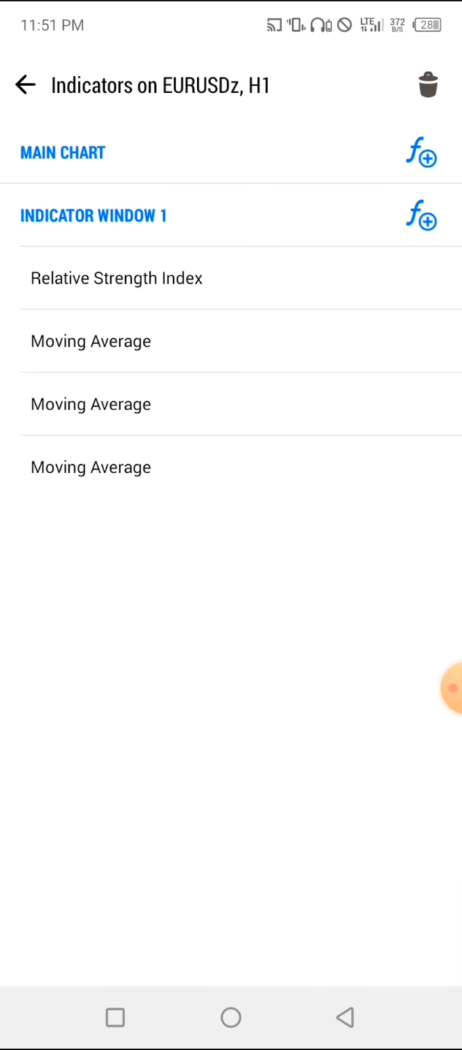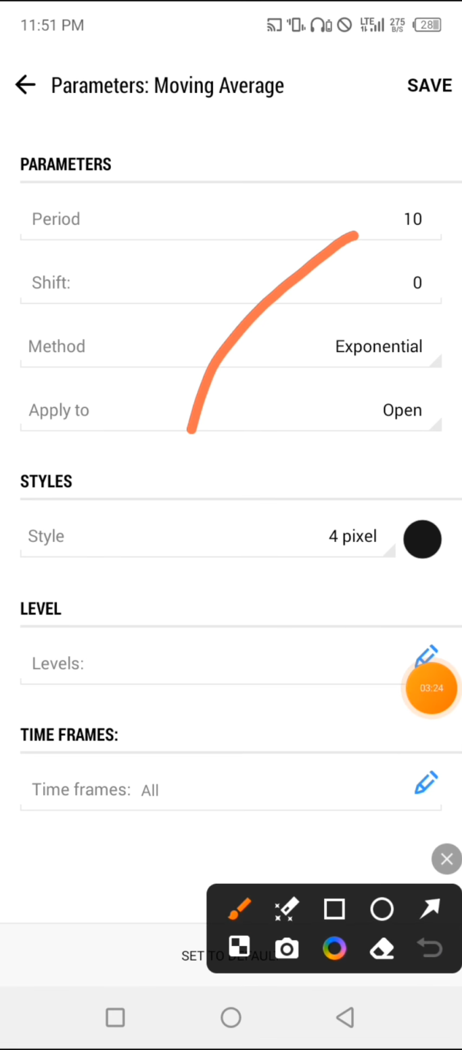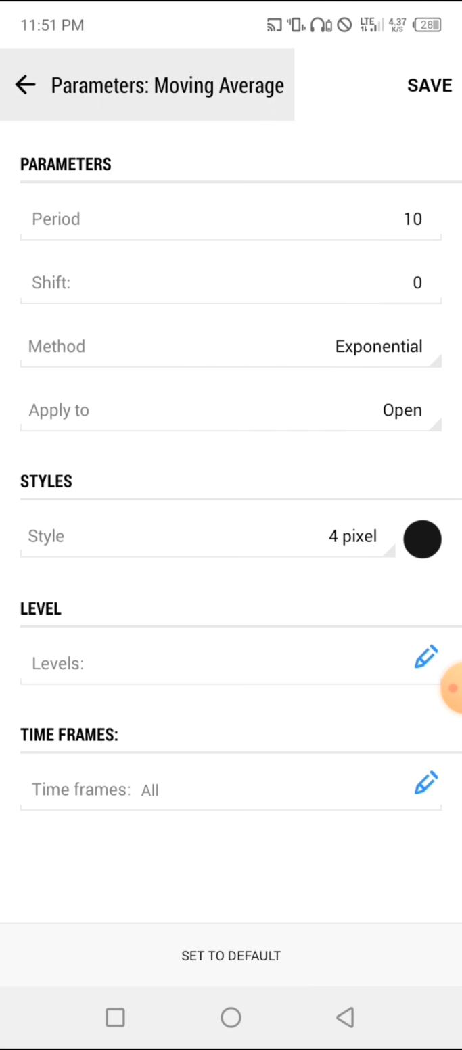The next indicator you're going to be adding is the moving average. When you get to your moving average, these are your parameters. The period will be 10, the shift is 0, the method is exponential, then apply to open. But let's change this to close. So apply to close, then 4 pixel, then you click on save.